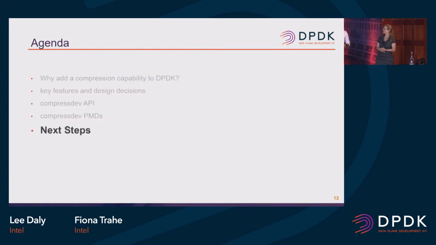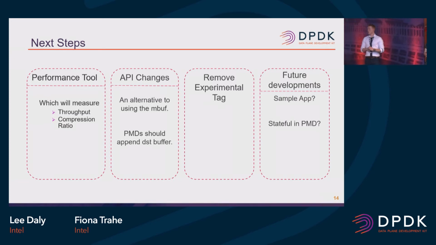Now, lastly, our next steps. What are we doing next? So, a performance tool is going to be put in 18.11, and the main qualities that you look for are throughput and compression ratio. So, how much can you compress, and then how well can you compress that data?